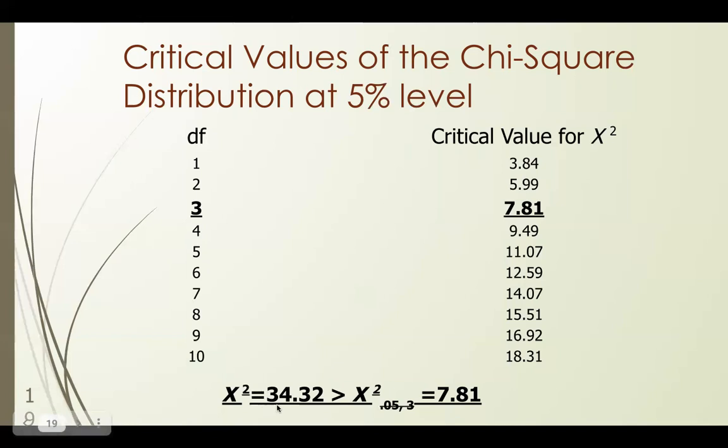So this is how you note your answer. Your chi-square value is 34.32, which is greater than the critical value for the degree of freedom that you observed at 3 with 5% alpha level. Alpha level is also the significance level that we decide. In this case, the conventional alpha level is 5%.